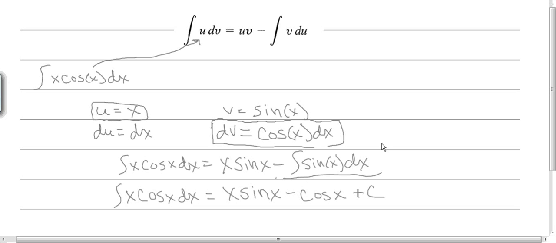And in some cases, many cases, there is no solution for integration by parts for integrating a particular function. It's only sometimes that it works.